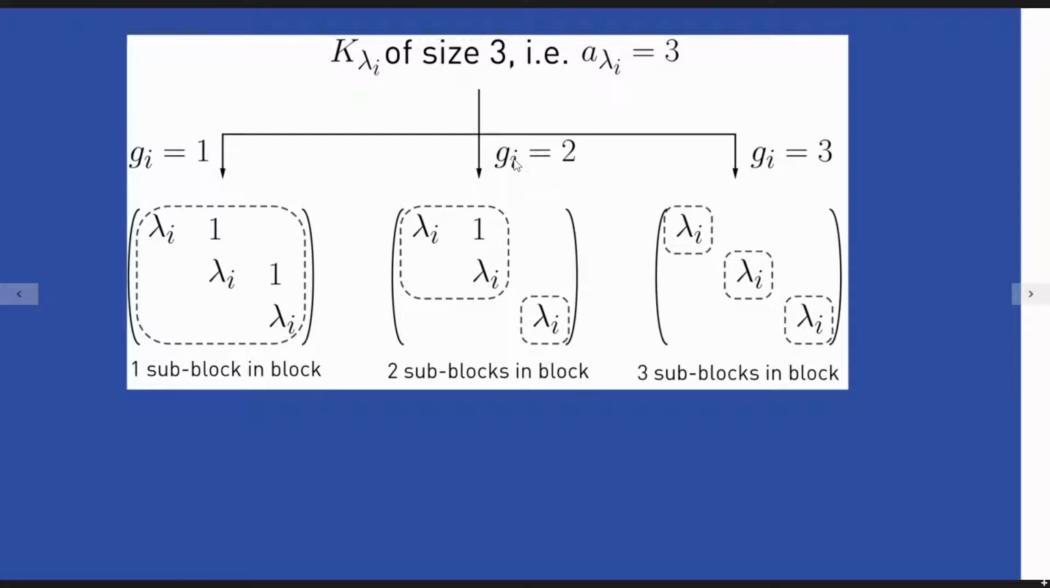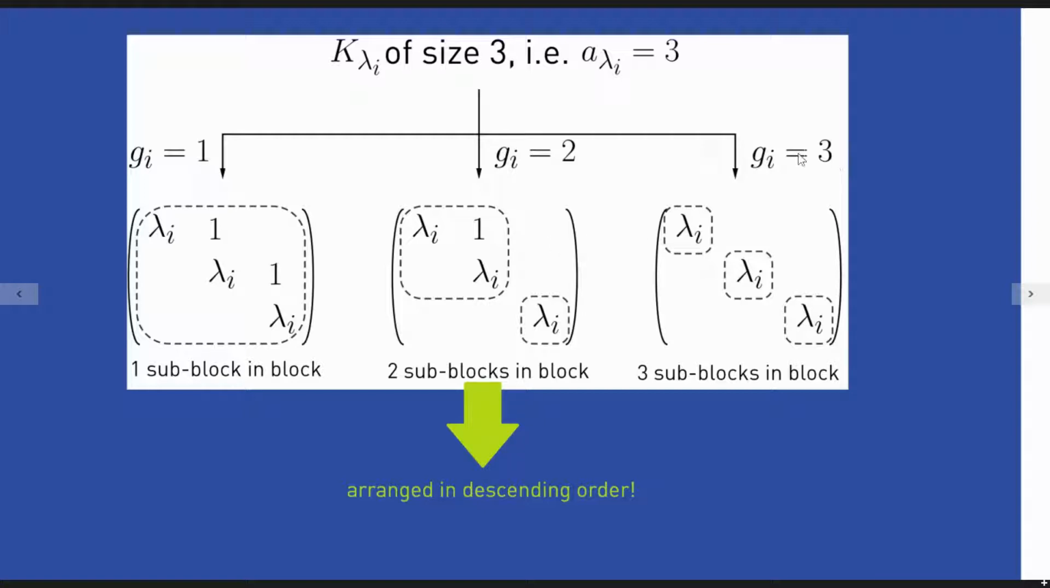The second option is that gi is equal to 2, which means that there are two subblocks inside of the Jordan block. In this case, we use the rule that the subblocks are arranged in a descending order when it comes to their lengths. So the first block has to be the block of length 2, and the second block is the block of length 1, because they are arranged in a descending order. And so the Jordan block looks like this. Lambda I on the diagonal, 1 here, and all the other entries are 0.